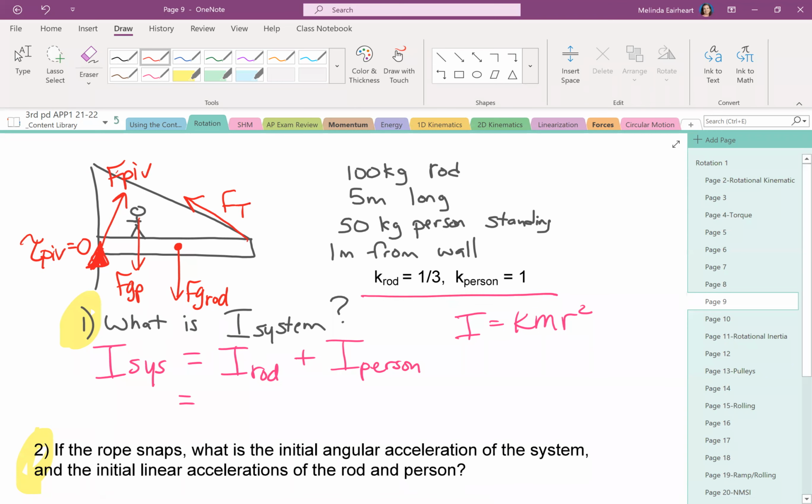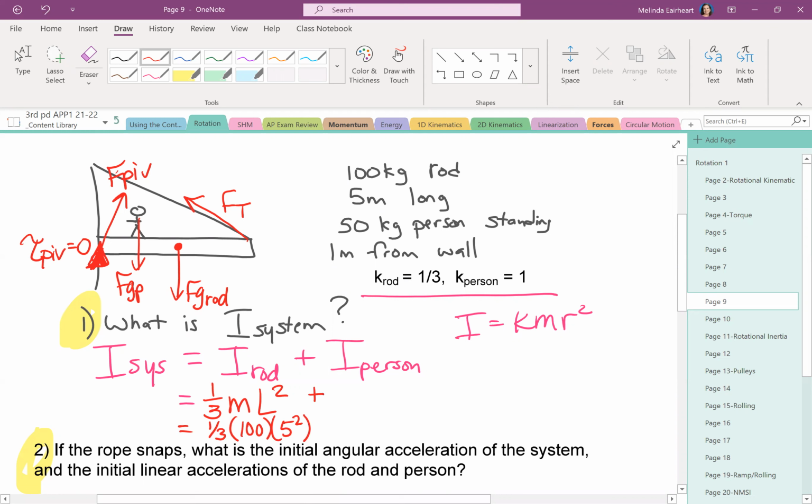So part 1 is just about the inertia. It's not about the torque. And so the rod is going to be that 1/3 ml squared. And I can plug my numbers in as we go. The mass of the rod is 100. The length is a full 5 meters. Don't forget to square. Full.